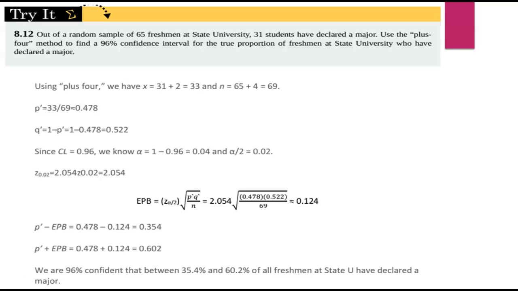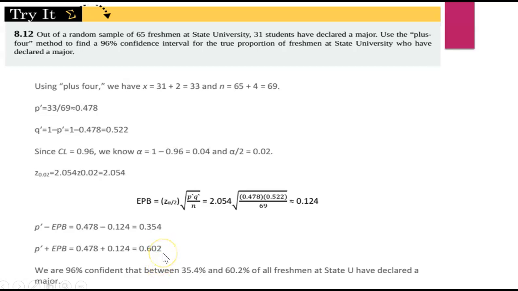Since our confidence level is 96, that's an unfamiliar one, you'll have to calculate that by first computing alpha, then alpha over 2, which is 0.02, subtracting that to get the area on the left, which would be 0.98, and then using that with inverse norm to find that our z of 0.02 is 2.054. Our EBP will then be 2.054 times the square root of 0.478 times 0.522 over 69, or 0.124. This gives us a confidence interval between 0.354 and 0.602.